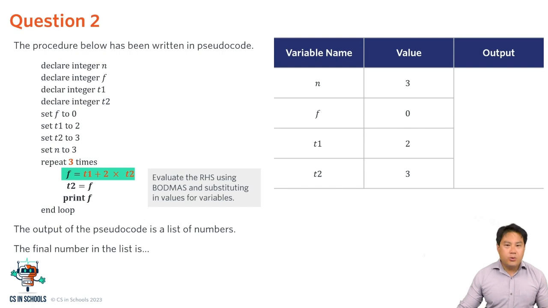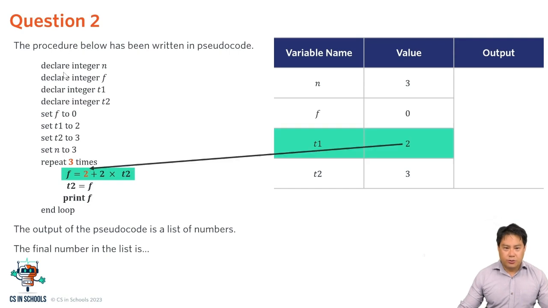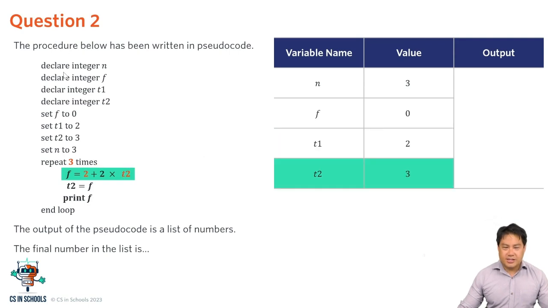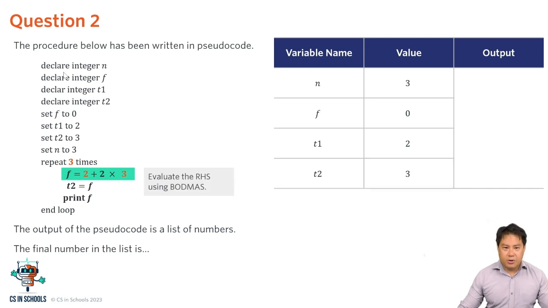We're going to evaluate it using the standard rules of BODMAS. So we've got T1 plus 2 times T2. All we do here is we look up each of the variables in that expression and we substitute in the value that is inside that variable. So T1 is substituted for 2 and T2 is substituted for 3. So then we can evaluate that using BODMAS.